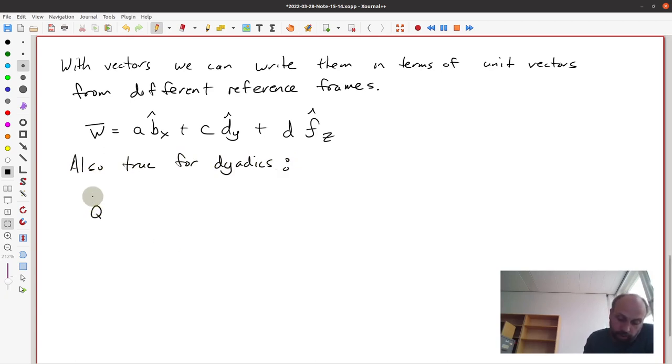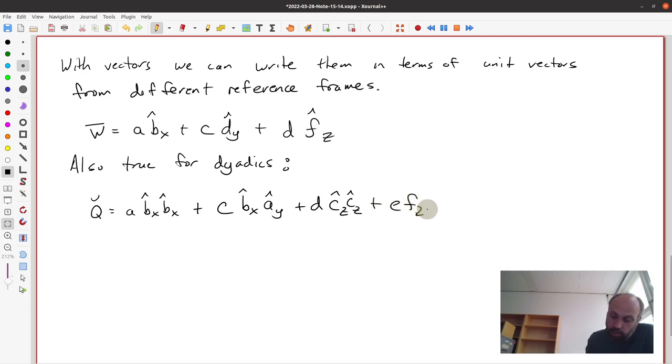If I write some dyadic Q, we could imagine having a scalar times the unit dyad in BX. But you could also write unit dyads that are combinations of different reference frame unit vectors. We can have other reference frames here, and so on. So that is a valid dyadic, made up of unit dyads times scalars from different reference frames. All right, so that's potentially useful, can help you with this.